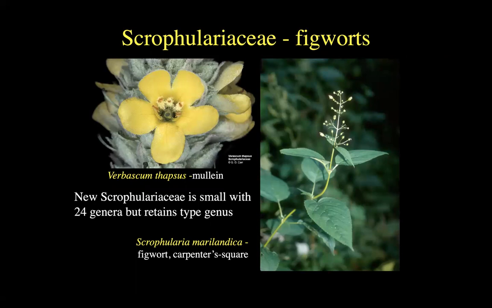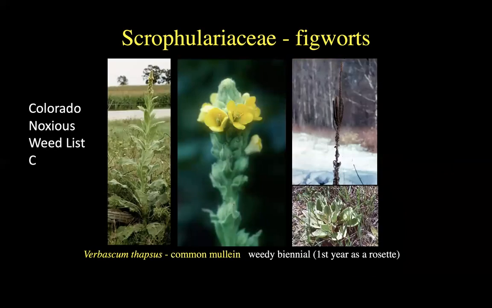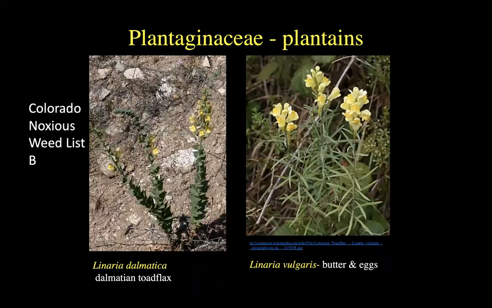It's pretty tiny, but you think back to all that nomenclature stuff, because the type genus Scrophularia, including the first species described within that group, is in this clade. It retains the name Scrophulariaceae, even though now it's kind of small and unimportant. Verbascum thapsus, our common mullein, is a weedy biennial, so it lives one-ish years just as a rosette before bolting. It is listed as a noxious weed, list C.